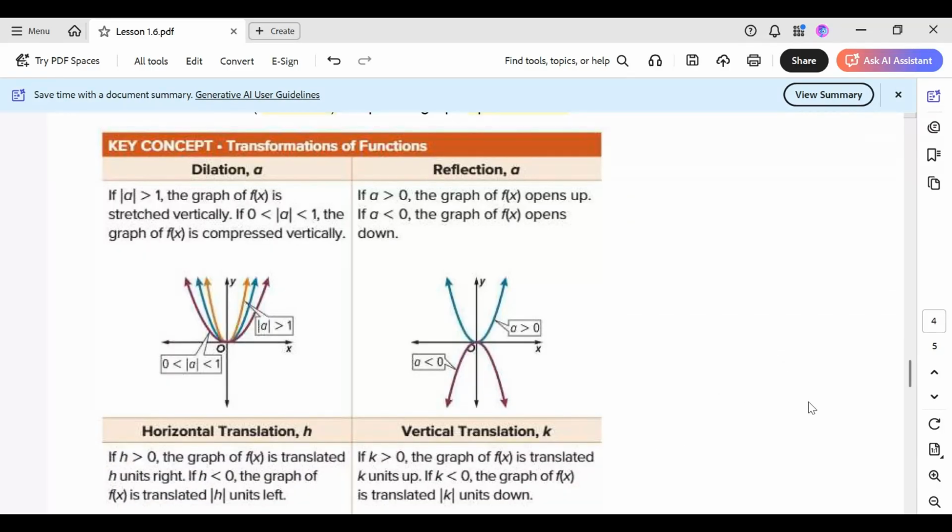When we're looking at these graphs for the dilation, the blue is the parent. The maroon colored graph here is if your a value is between 0 and 1. And then the gold piece is if the a value is greater than 1. When we look at our reflection, obviously, if it's a reflection, the a value was negative.